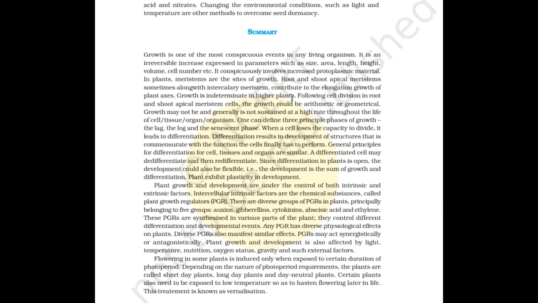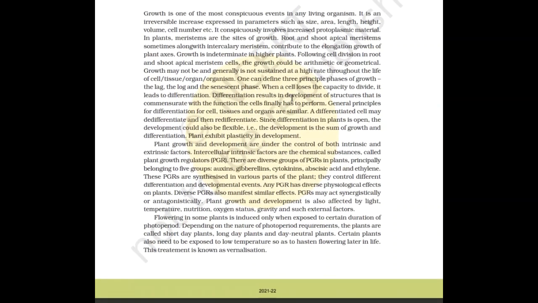Growth is one of the most conspicuous events in any living organism. It is an irreversible increase expressed in parameters such as size, area, length, height, volume, cell number, etc. It conspicuously involves increased protoplasmic material. In plants, meristems are the site of growth. Root and shoot apical meristem, sometimes along with intercalary meristem, contribute to the elongation growth of the plant axis.